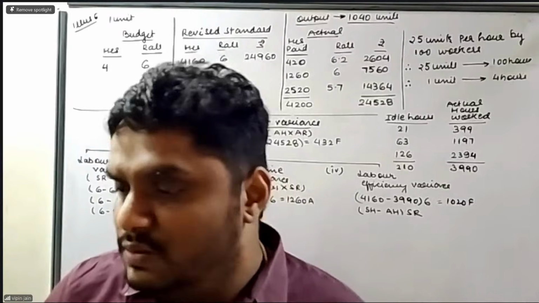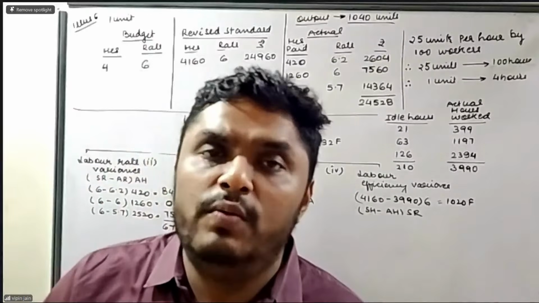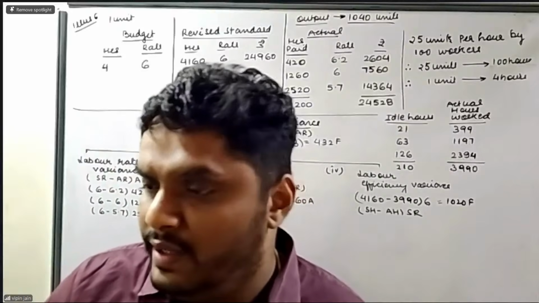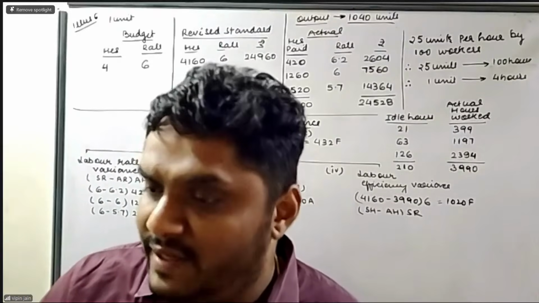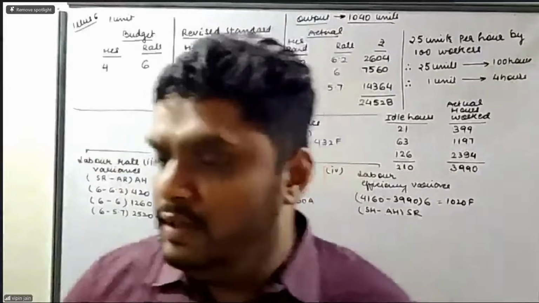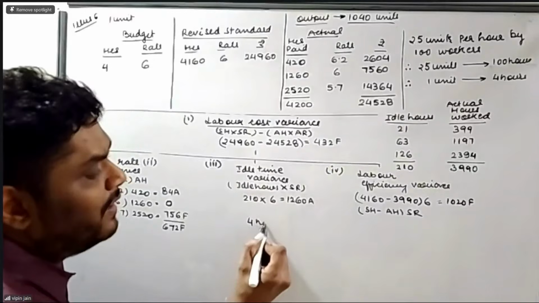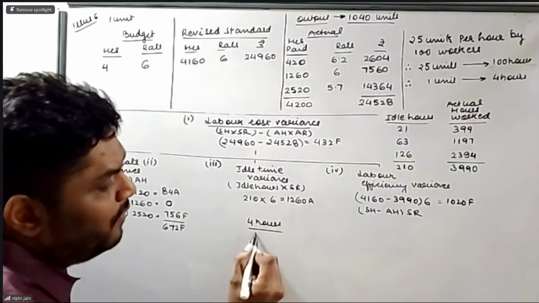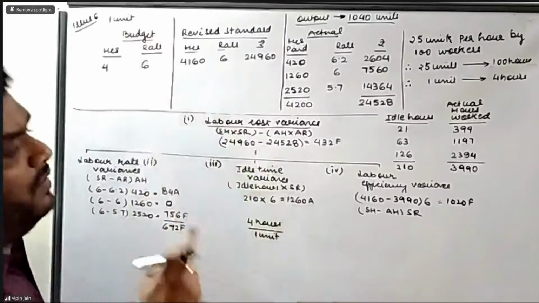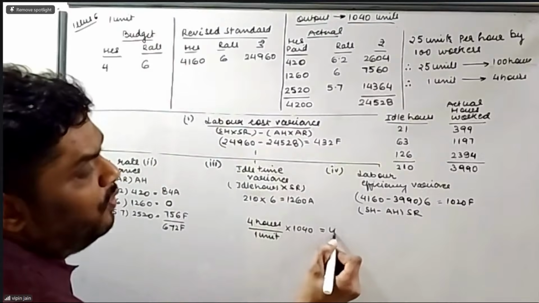Anil, the concept is very simple. When talking about revised standard, first and foremost, revised standard will be calculated using output. That is the key point. Herein also, 4 hours we are working for how many units? For 1 unit, right? So for 1040 units, how many hours? 4160.